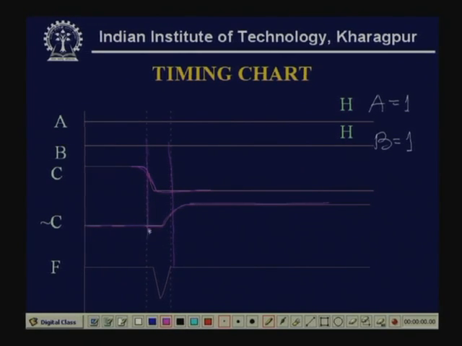So, in between this time, that means when C switches from 1 to 0, and C dash becomes 0 to 1, in between these, at the output of the F, there will be a glitch, and this we are defining as a hazard. So, if we consider the timing chart, this is the reason why we are getting an undefined output, or not the correct output, at this stage when C is switched.